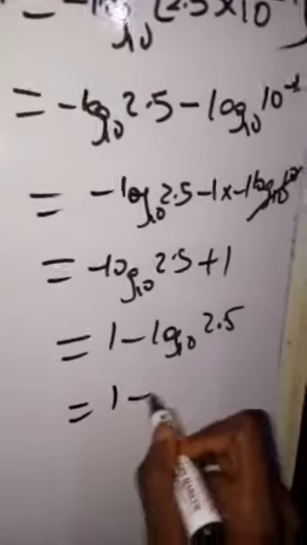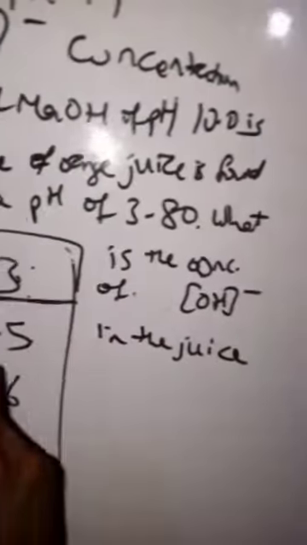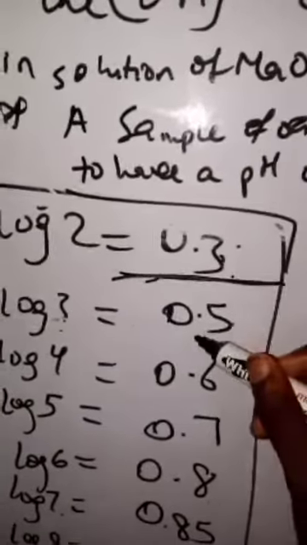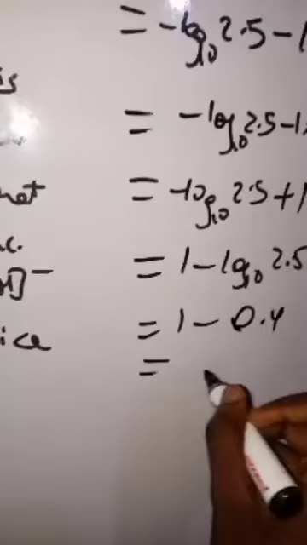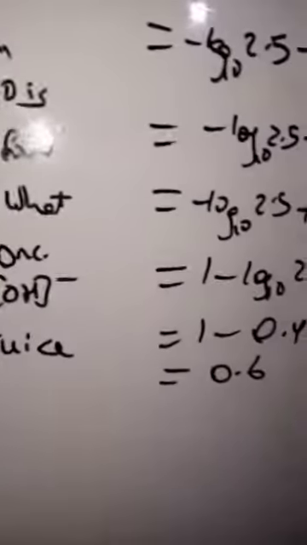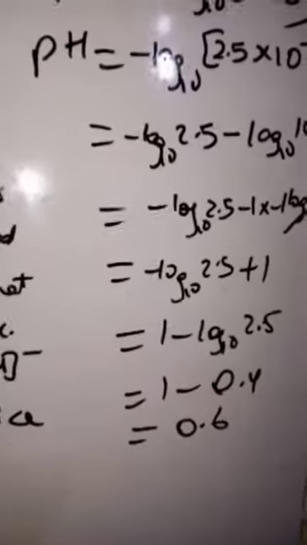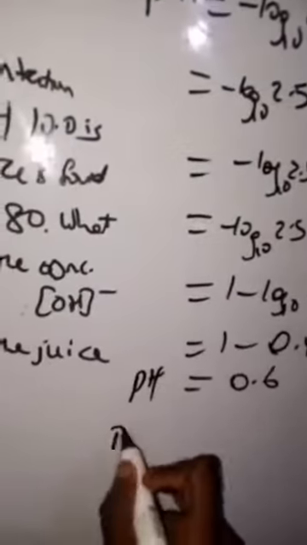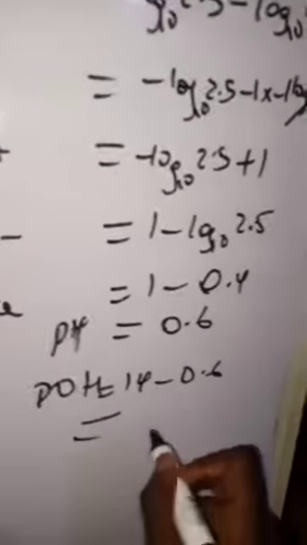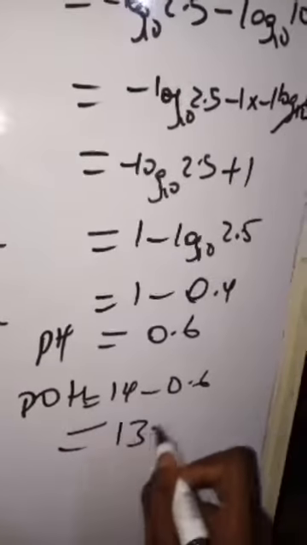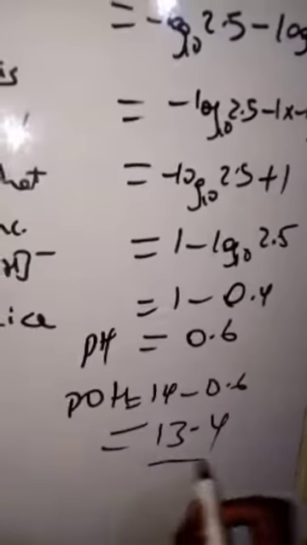Yeah, 1 minus, what's log 2.5? We did it the other time. If log 2 is 0.3 and log 3 is 0.5, what would be log 2.5? So it will be in between. So that's 0.4. So this is 0.6. So let's take care of that. So if our pH is 0.6, what will be our pH? pH is equals to 14 minus 0.6. That's what? 13.4. So that's our pH.